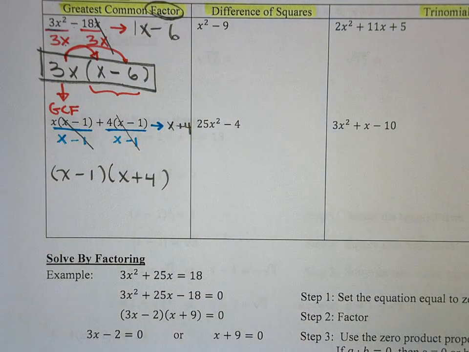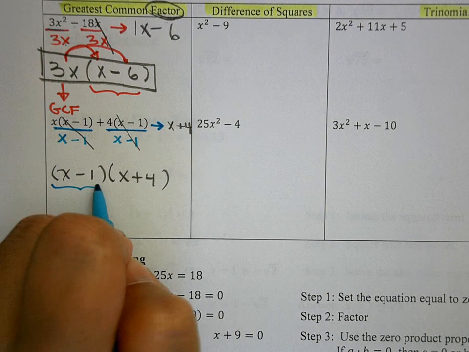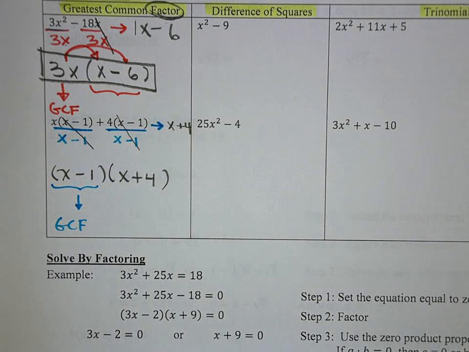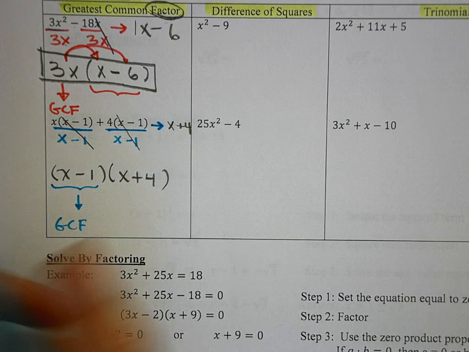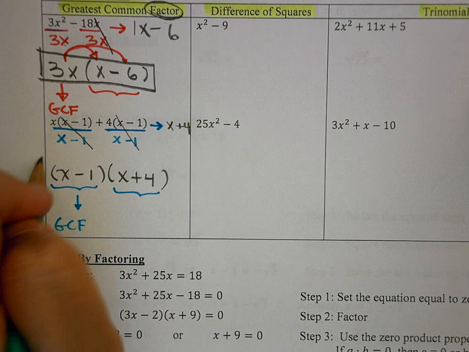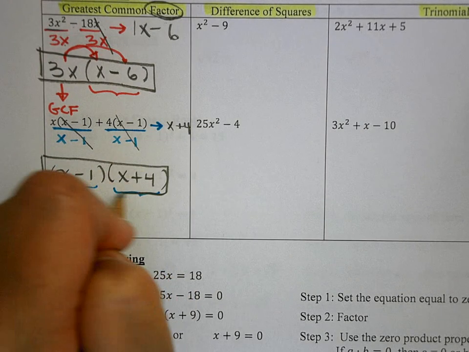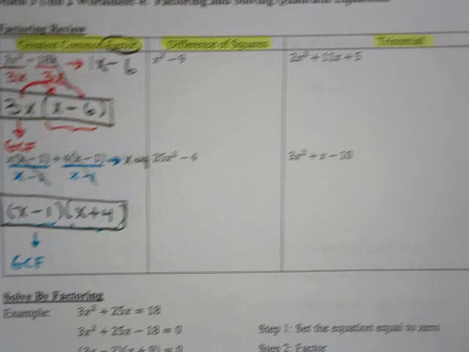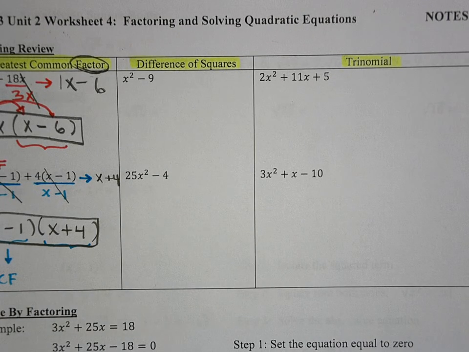Again, one more time: this whole thing right here was my GCF, what I divided out, and this is the remaining terms of what was left after I divided. This would be my answer right here, so I would just box that. Now let's go ahead and take a look at the other style of factoring that you worked on, which is difference of squares.